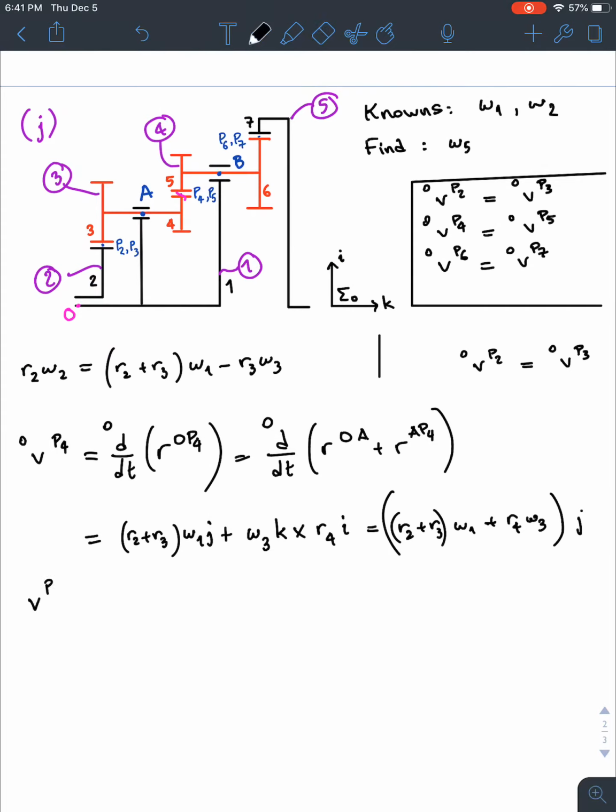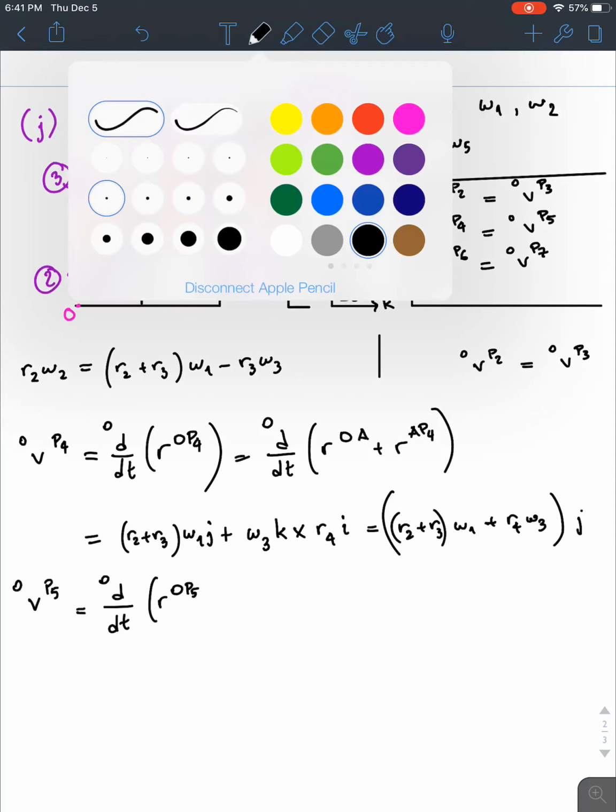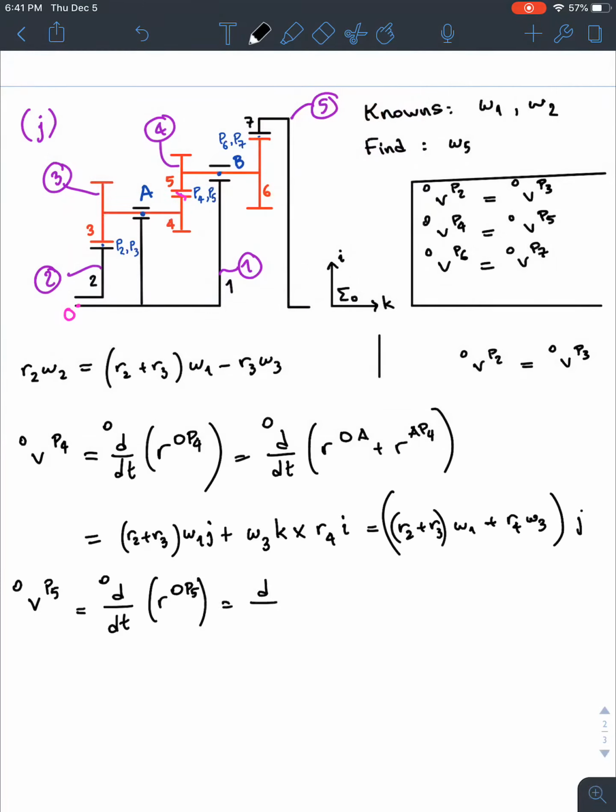Okay, so the velocity of P5 in 0 will be computed by taking the derivative of the position vector that goes from O to P5. Again, that's going to be dissected into two vectors that go first from O to B, plus B to P5, right? So the derivative of the position vector that goes from O to B, what is that? Well, that's fixed in the first frame, first of all. So using the differentiation in two frames formula, I find omega 1 k cross.